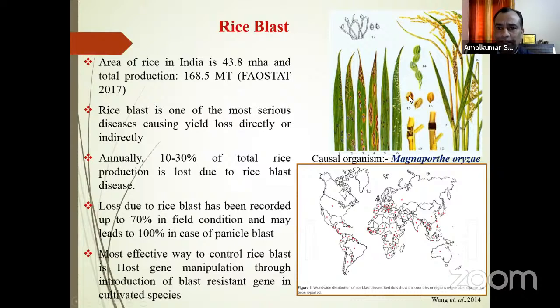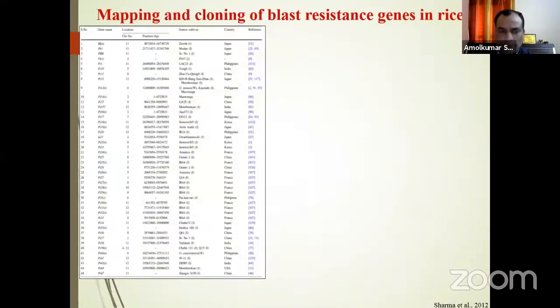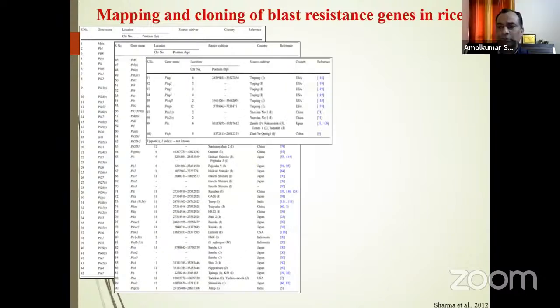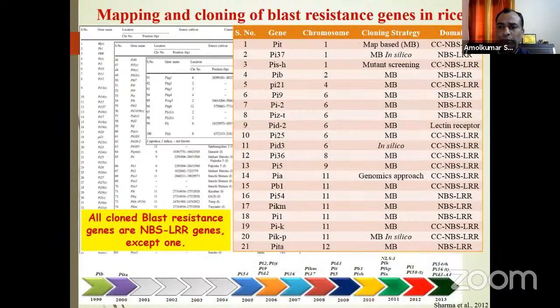Almost all parts of rice get affected by this blast. But especially when the panicle gets affected, the losses can be up to 100%. It is almost pandemic, as it has covered the whole world. There are some chemicals which can control this blast, but the most effective way to control rice blast is host gene manipulation through the introduction of blast resistance genes in cultivated species. Till date, almost 100 rice blast resistance genes have been mapped, and out of these, 21 genes have been cloned.